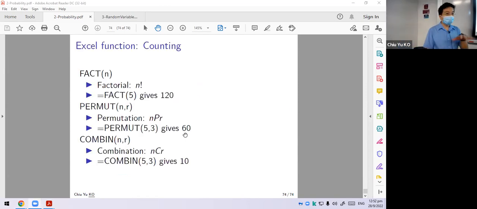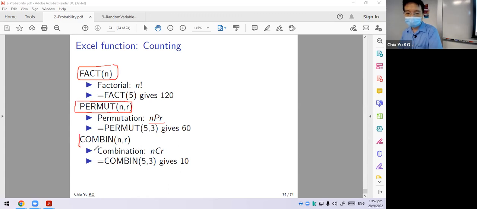Finally, the Excel. I'm not talking about this in detail. I'm just telling you that there are several functions, in case you don't have the calculator. Factorial is just FACT(n), nPr is just PERMUT(n,r), and combination is just COMBIN(n,r).